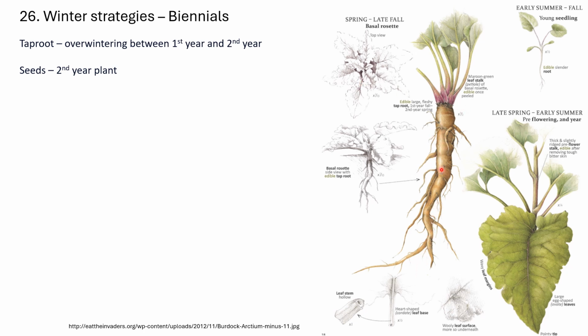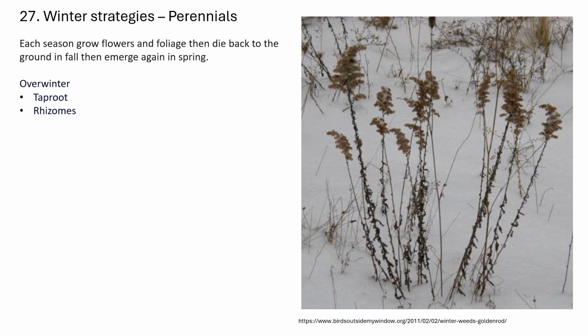And then in the spring of the second year, the plant uses the nutrients that are found in this taproot to grow and continue in that second year of growth. And then in the second year of growth, it produces seeds, and the seeds then can grow new plants in the following year. Okay, well, let's move on to perennials.